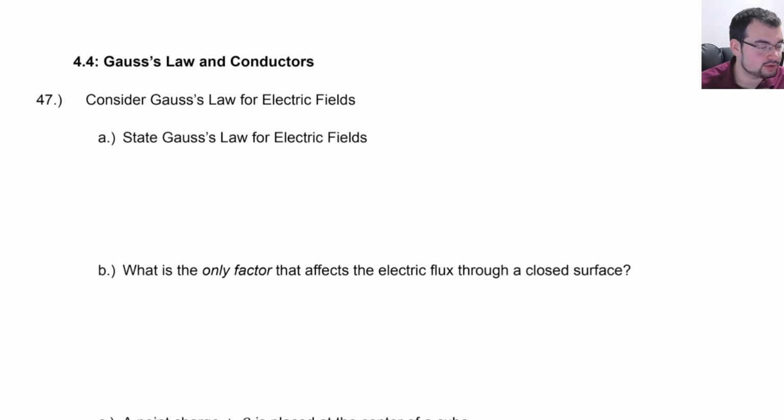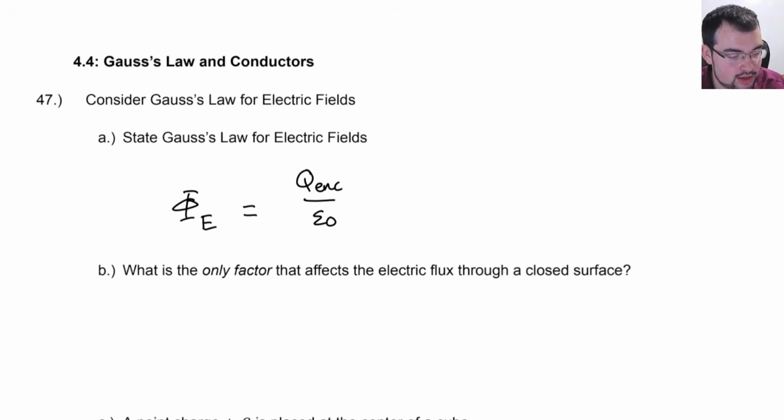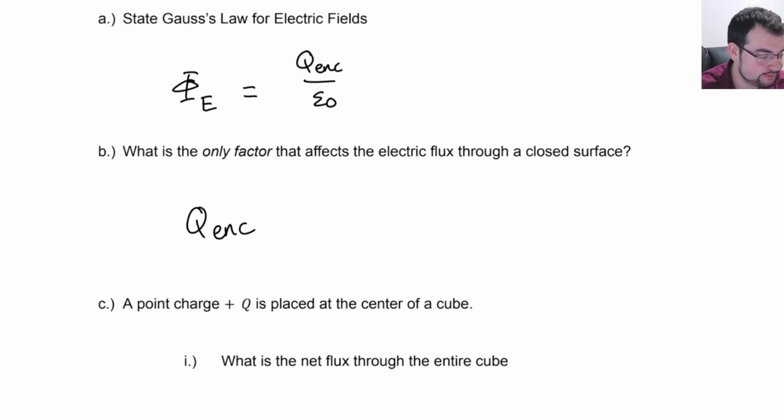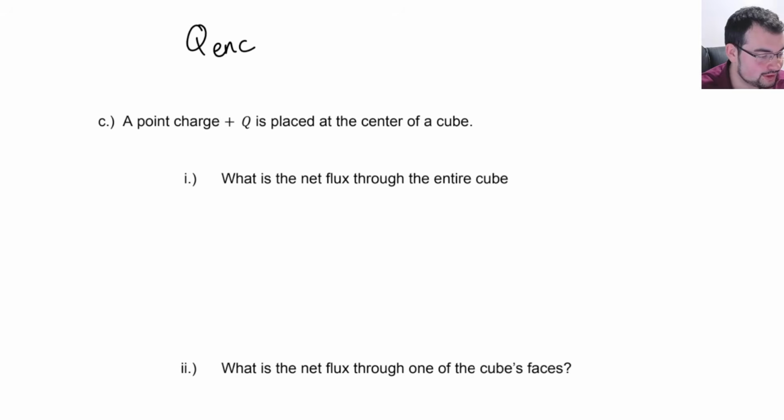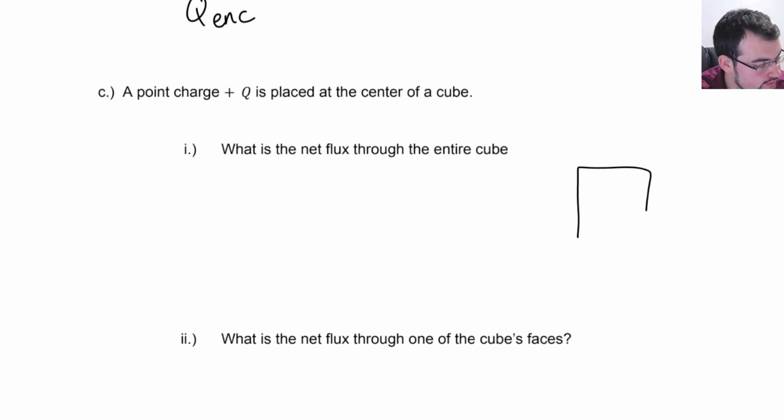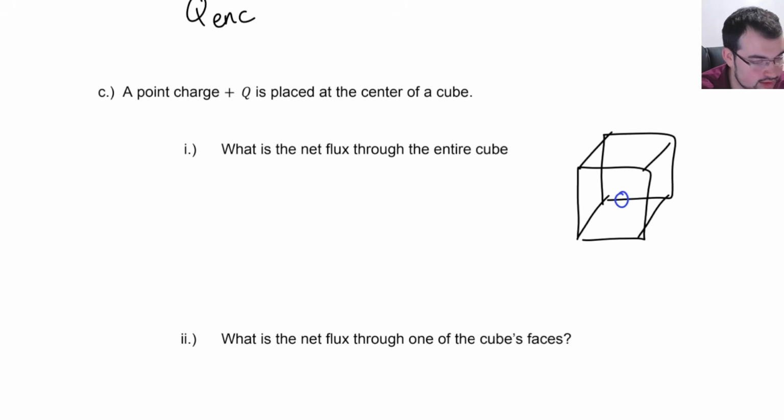All right, now it's time for Gauss's law. What does Gauss's law state? Gauss's law says the net electric flux through a surface is Q enclosed over epsilon naught, which means the only thing that affects electric flux is Q enclosed, nothing else for a 3D surface. So if we place a point charge at the center of a cube, for example, it's important for the setup that this is the center of the cube.